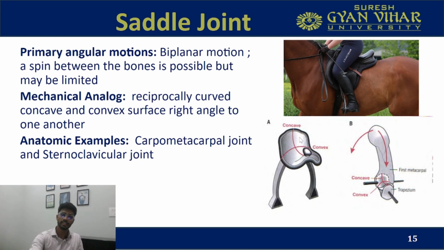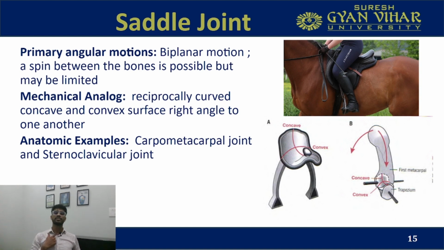This is a concave surface. The same articulating surface is concave in one direction and it is convex in another direction, and these both are at right angles. These both surfaces, concave and convex, are at right angles. You can see this and this. There is a right angle present over here. And the anatomical examples of this type of joint are the carpometacarpal joint and the sternoclavicular joint.